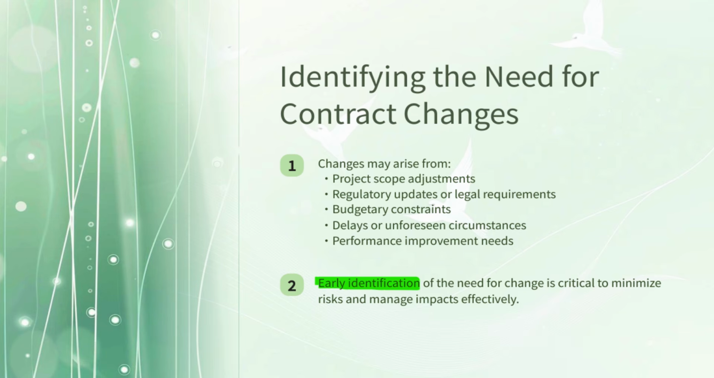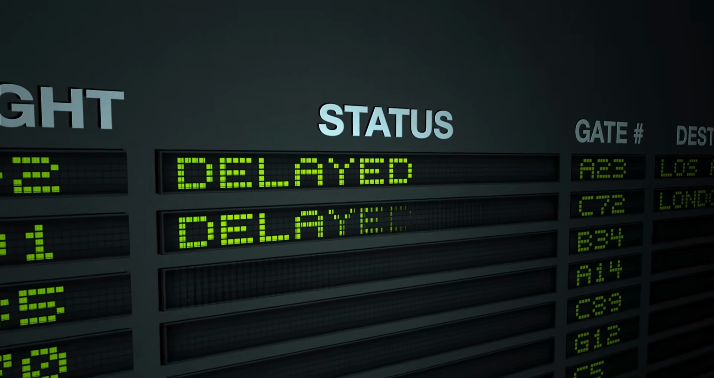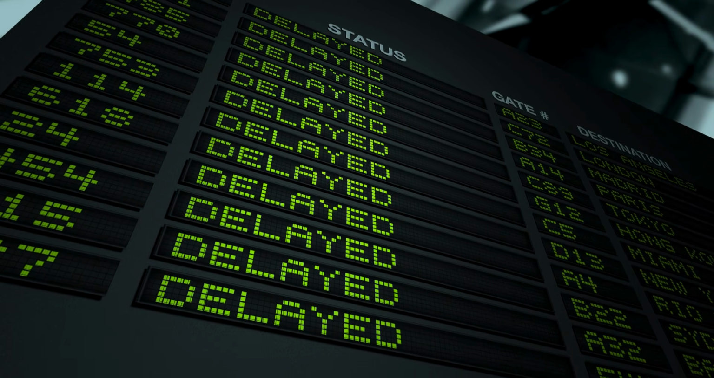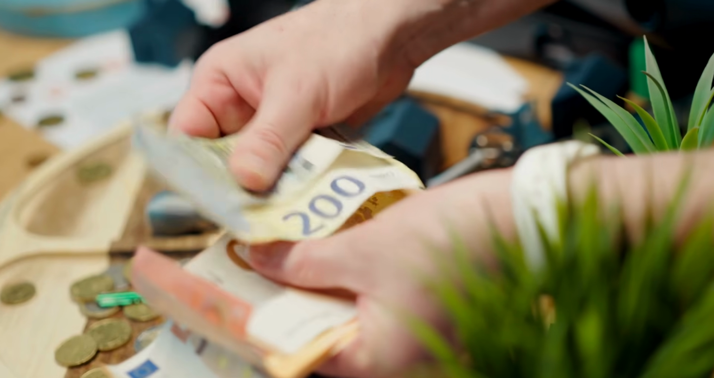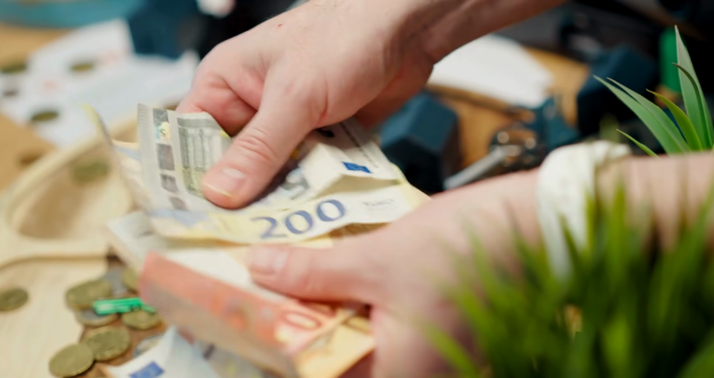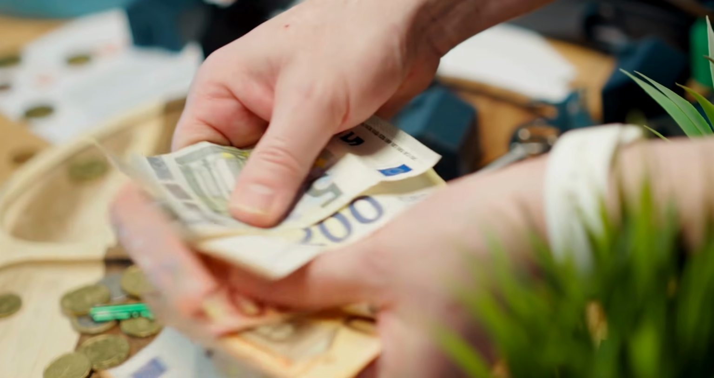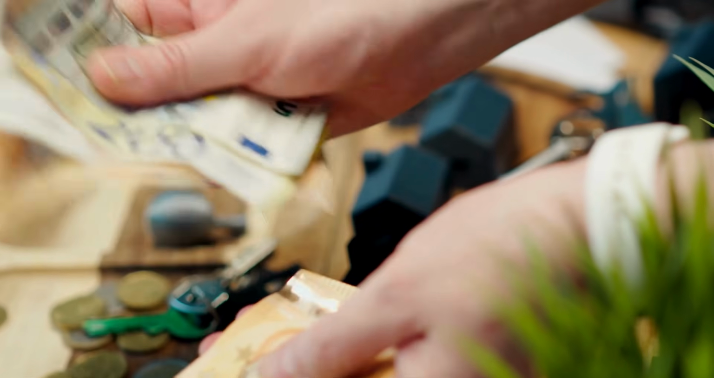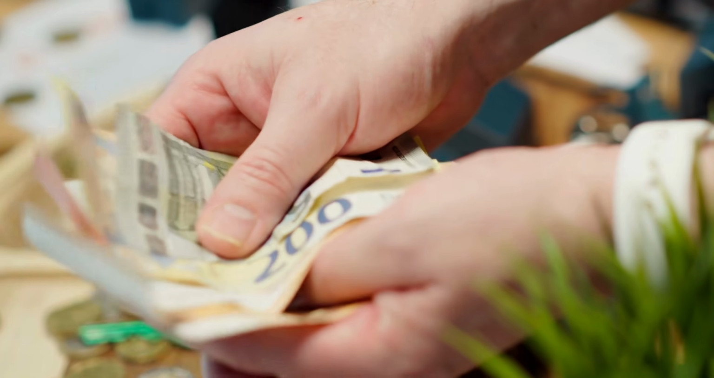If changes are delayed or ignored, small issues can grow into serious challenges such as project delays, cost overruns, or even legal disputes. Therefore, project managers should always monitor the project closely, communicate regularly with the stakeholders, and raise any potential need for change as soon as it is identified. Acting early ensures smoother project delivery and protects all parties from unnecessary risk. I hope this is clear.